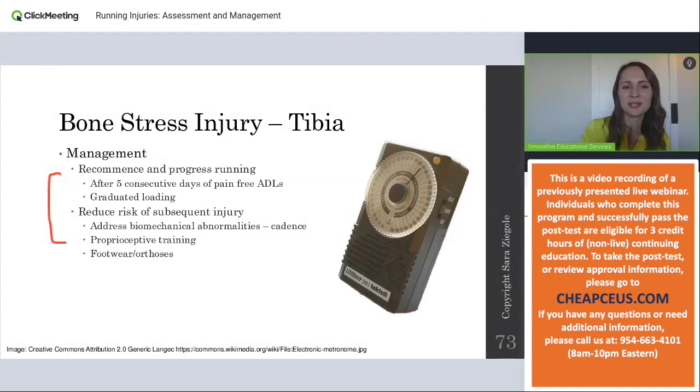So a few things to be looking for. Usually we need to see at least 5 consecutive days of pain-free ADLs before we would do any kind of graduated loading program. We want to make sure that we're looking at their form. If, of course, there are any underlying characteristics that are predisposing them to this injury, we want to make sure to take care of those so we don't go through all that immobilization time and relative rest time for nothing. It's a good time to be talking about what kind of footwear they might need or orthoses they may need in order to really get our best outcomes once they return.